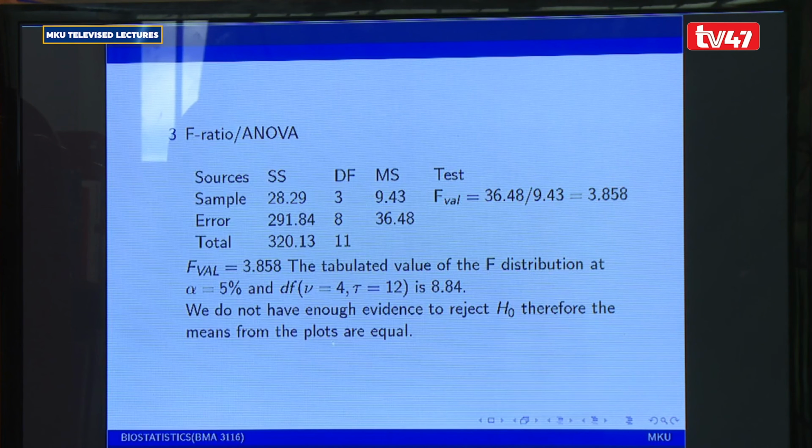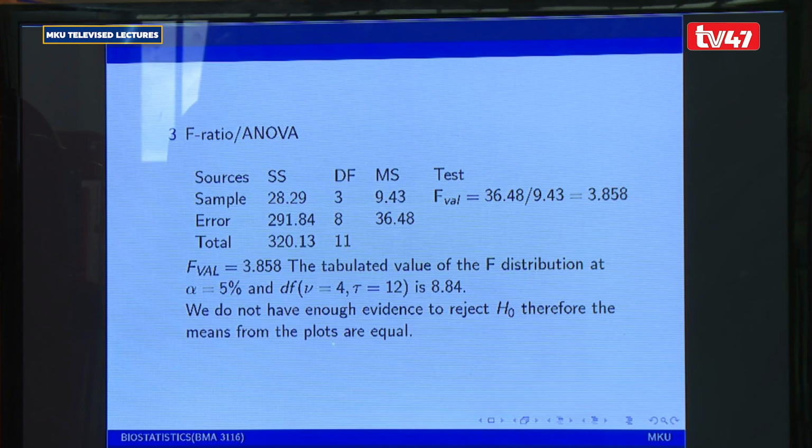Mean square due to sample is you get the sum of squares, you divide by the degrees of freedom. So 28.29 divided by 3, you get 9.43. Then we have mean square due to error. That would be the sum of squares due to error divided by degrees of freedom, which is 8. So then we calculate the F value, the test statistic F, by getting the mean square due to the sample divided by the mean square due to error, which is 3.85.